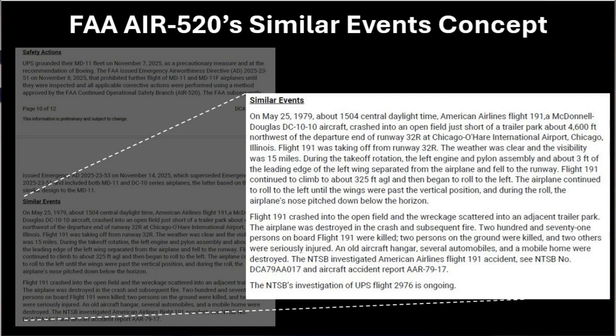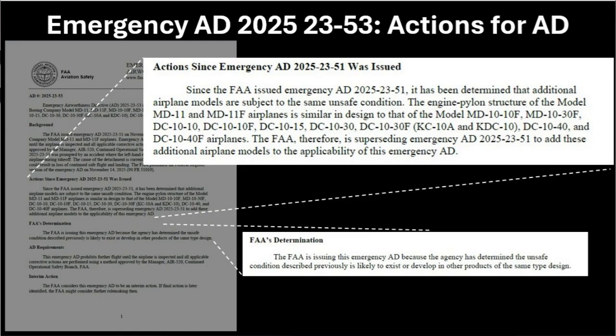The NTSB preliminary report confirms that on pages 10 and 11, the FAA, in agreement with the NTSB and presumably Boeing, ordered the DC-10 to be grounded for looking like the MD-11. The emergency AD further justified its DC-10 grounding decision by stating the FAA is issuing this emergency AD because the agency has determined the unsafe condition described previously is likely to exist or develop in other products of the same type design. This means Douglas and McDonnell Douglas wide-body aircraft.